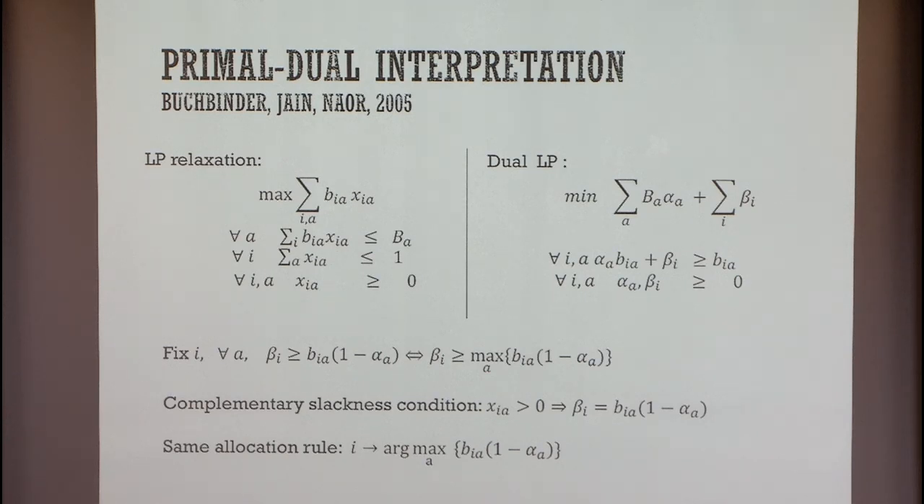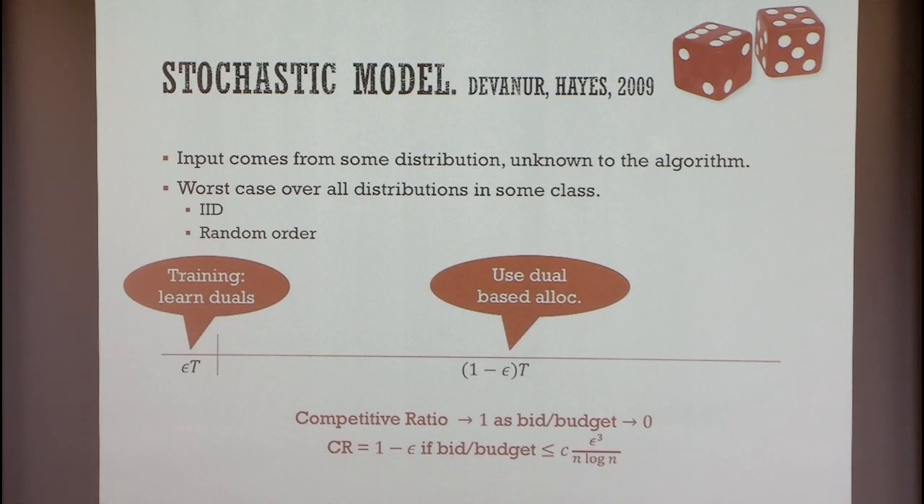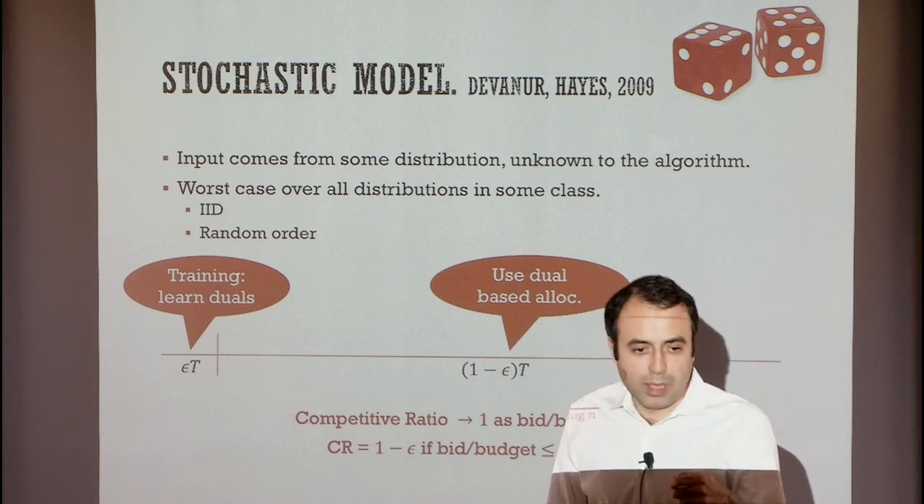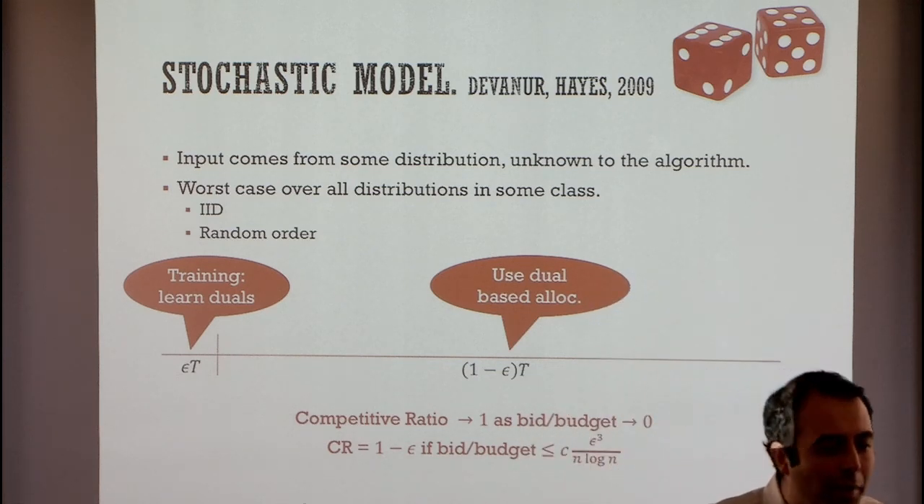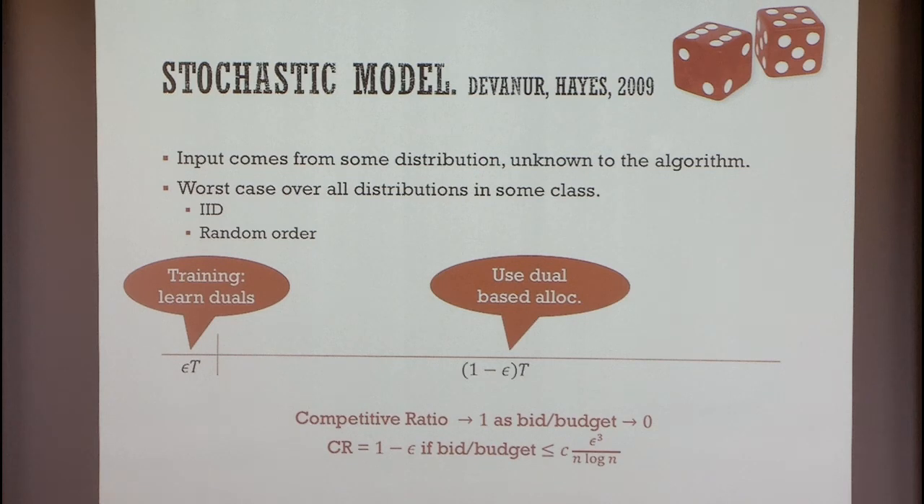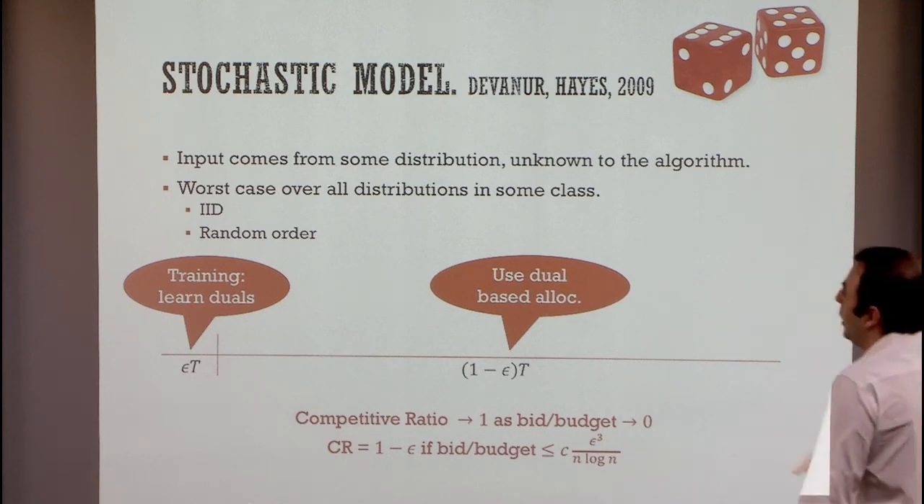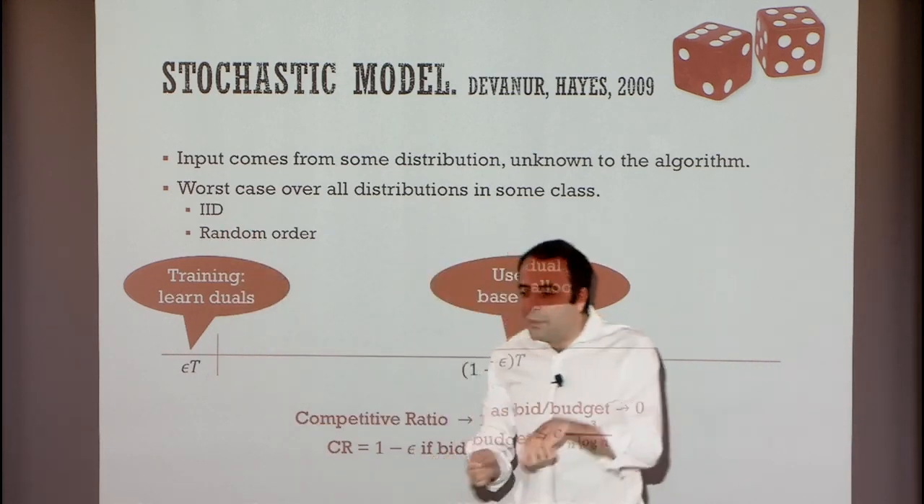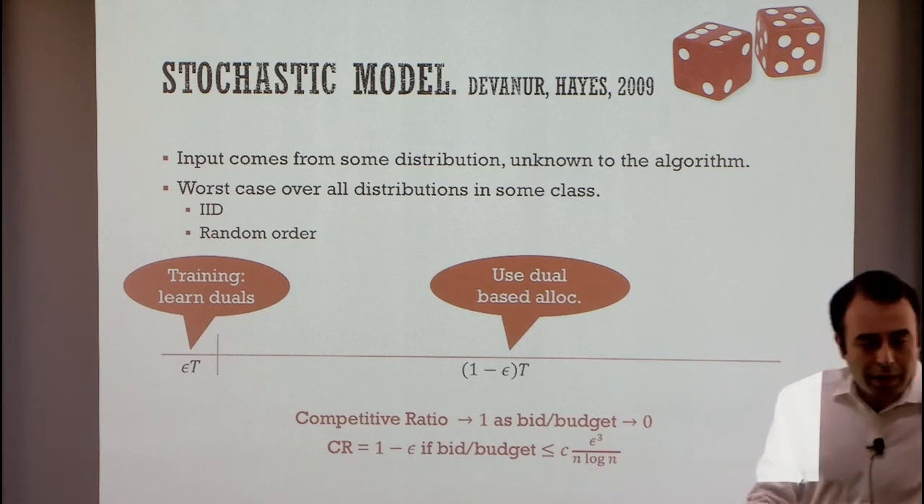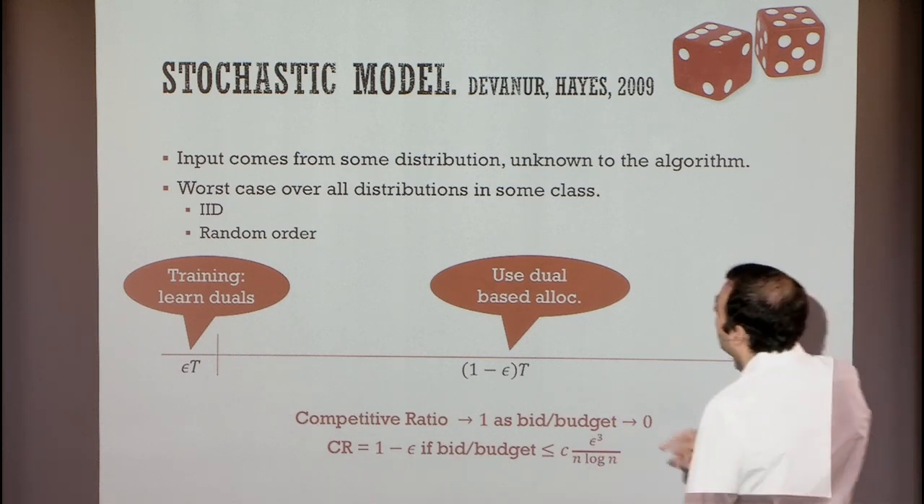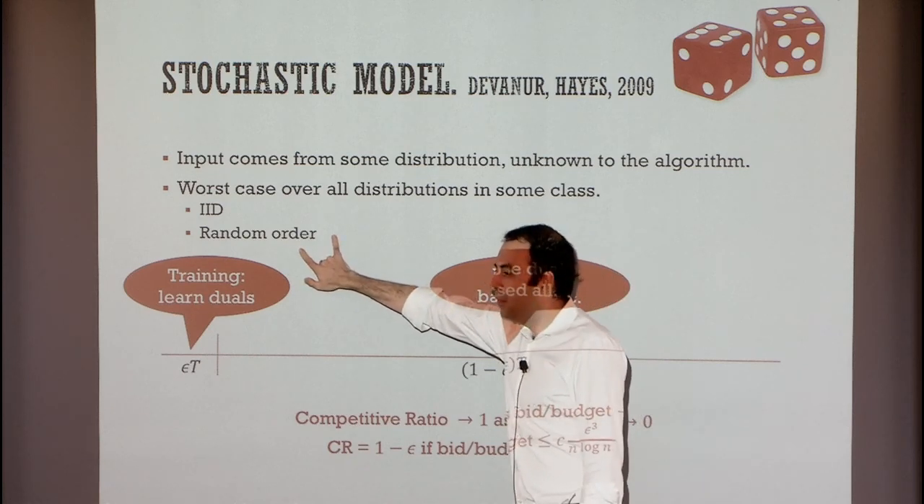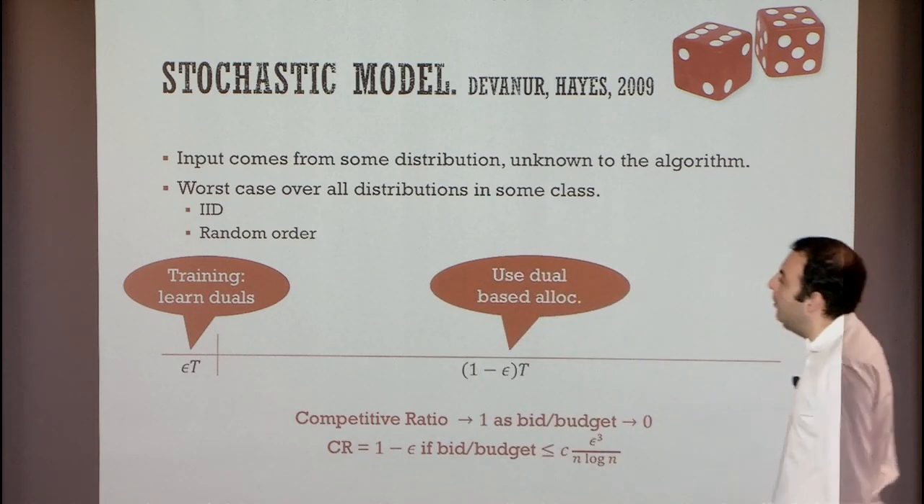Now that helped in the sense that later on, Devanur and Hayes looked at the stochastic version of this problem. So they said instead of assuming that the queries are sent to us by an adversary, and we don't have any information about the sequence of queries arriving, let's assume that they are generated from a distribution. So let's say they are coming from an IID distribution. Every time a query is sampled from a distribution and sent to you, or the set of queries is fixed and we just get a random order from that set.